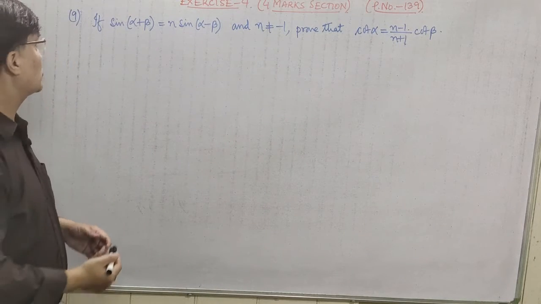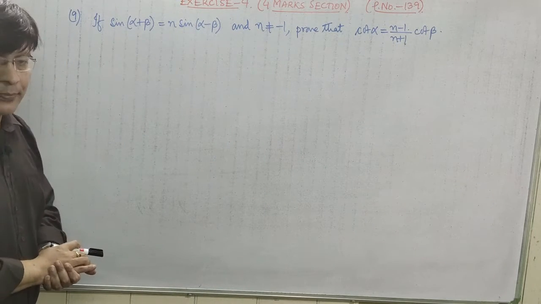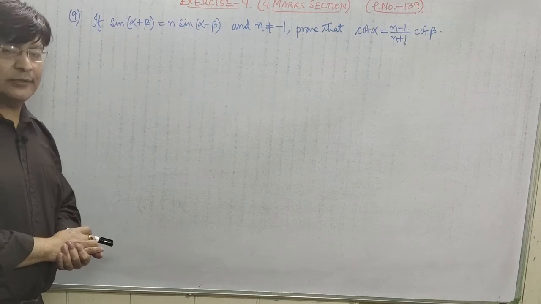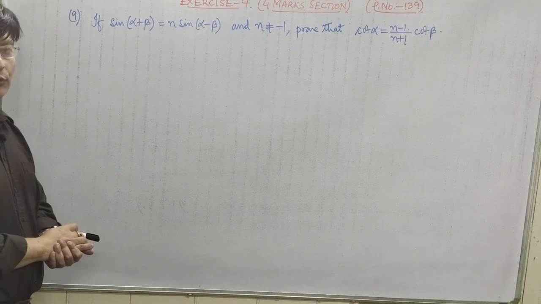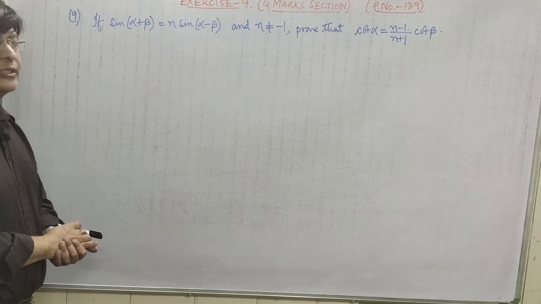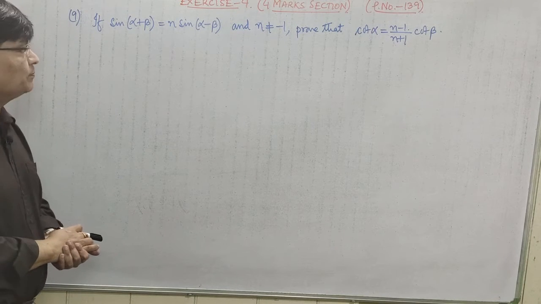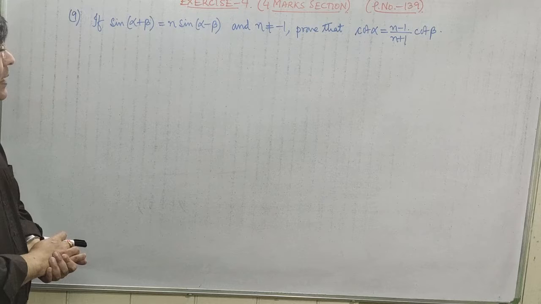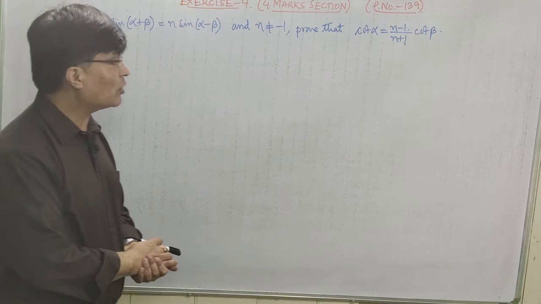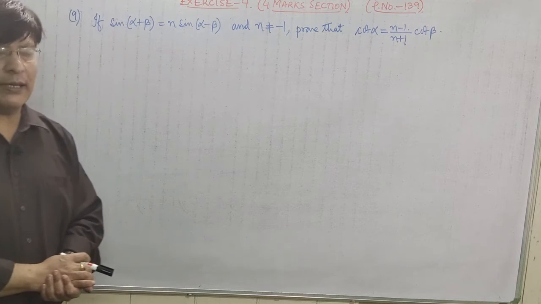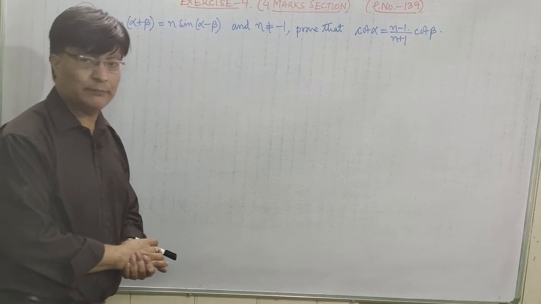So now we'll do the next question, that is question number 9. Question number 9 is, if sine of alpha plus beta is equal to n into sine of alpha minus beta and n not equal to minus 1, prove that cot alpha is equal to n minus 1 divided by n plus 1 into cot beta.